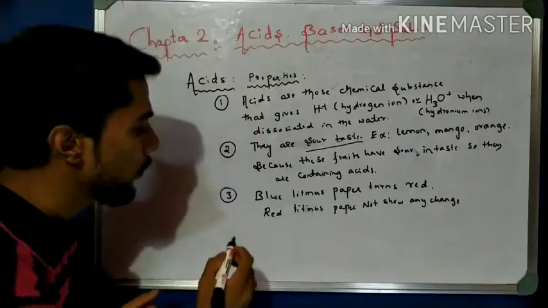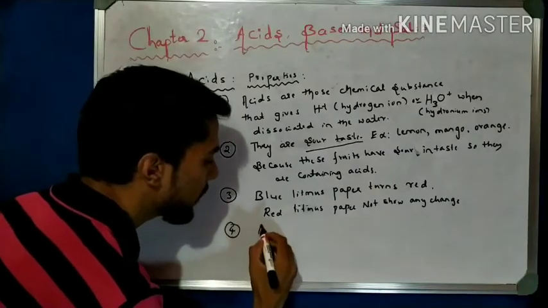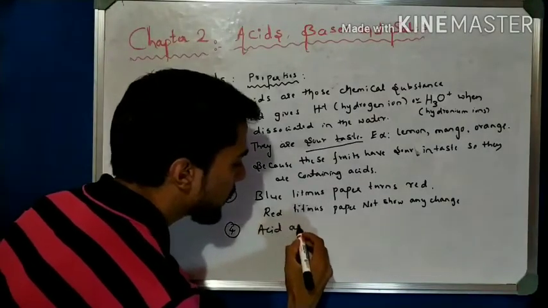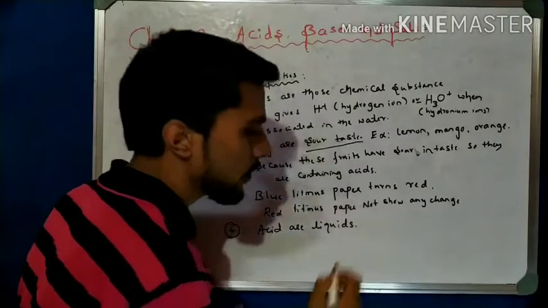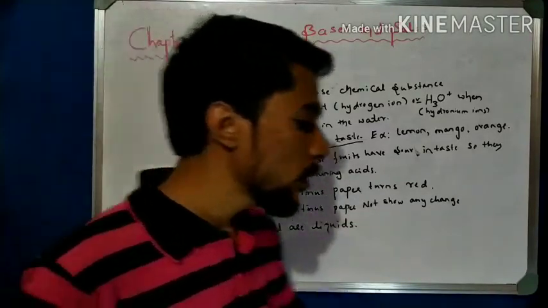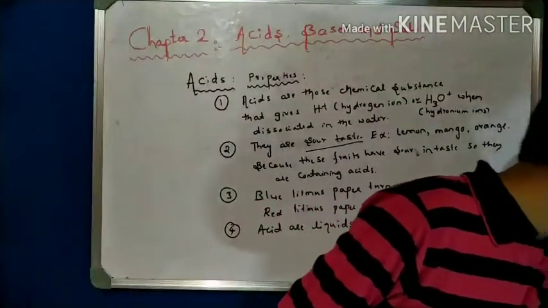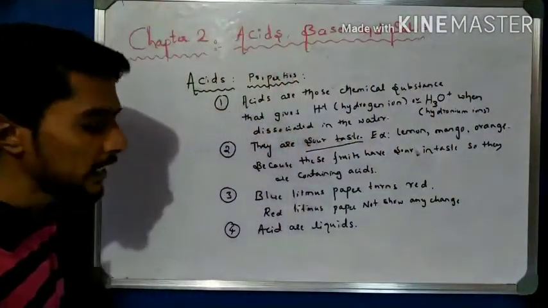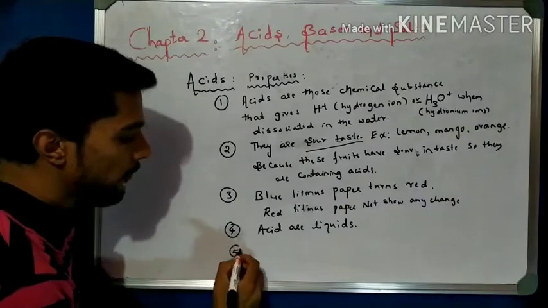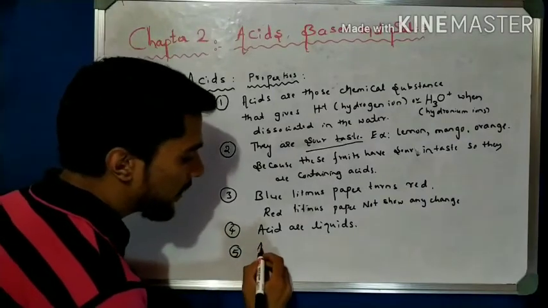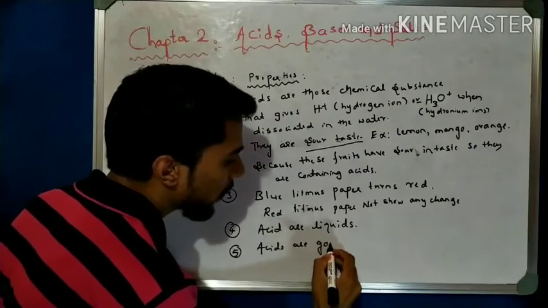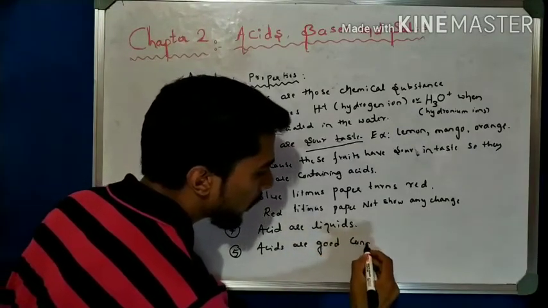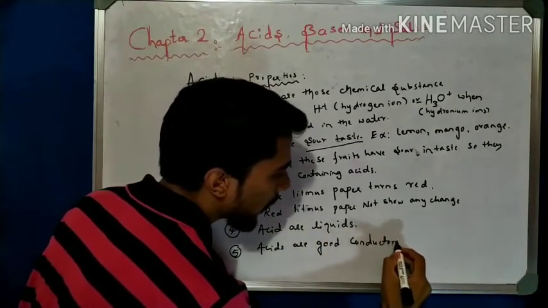So the fourth point we write here: acids are liquids. Acids are liquids. That is a very important point you have to remember. Next, the fifth point I write here: acids are good conductors of electricity.